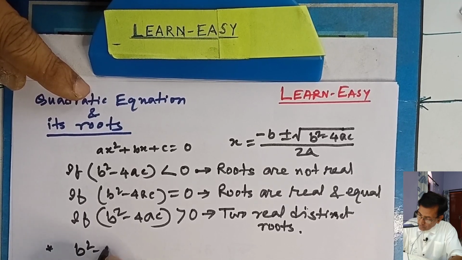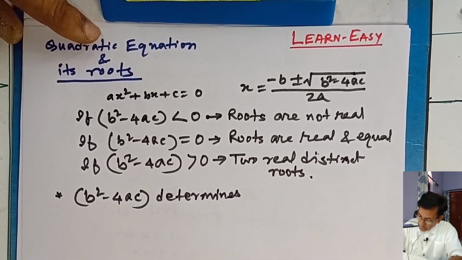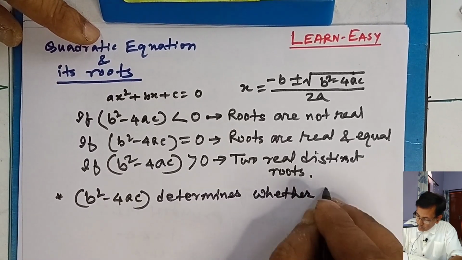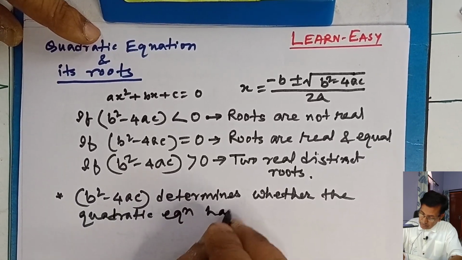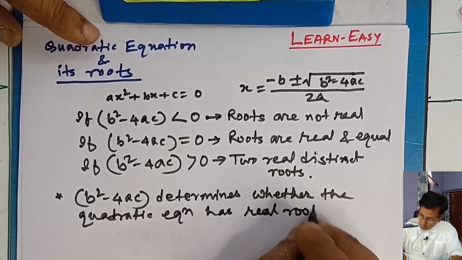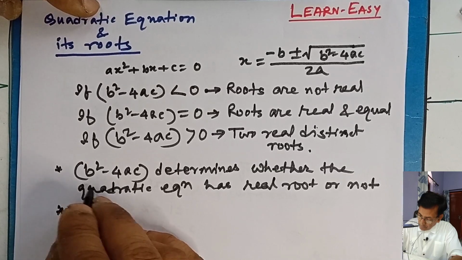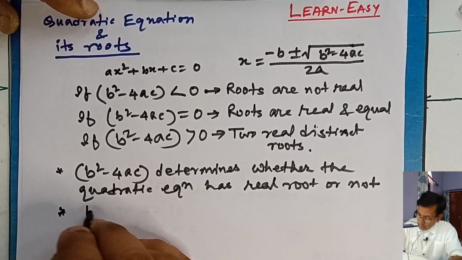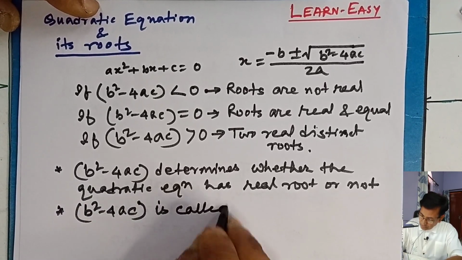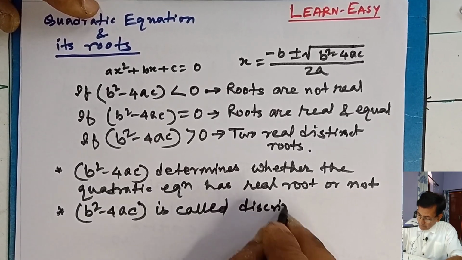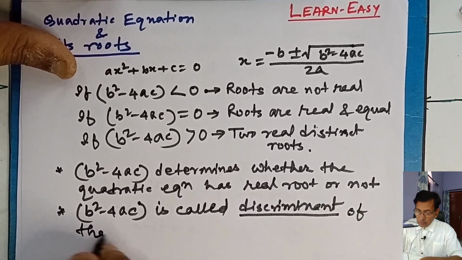Now you can say b square minus 4ac determines whether the quadratic equation has real roots or not. Also, b square minus 4ac is called the discriminant of the quadratic equation.